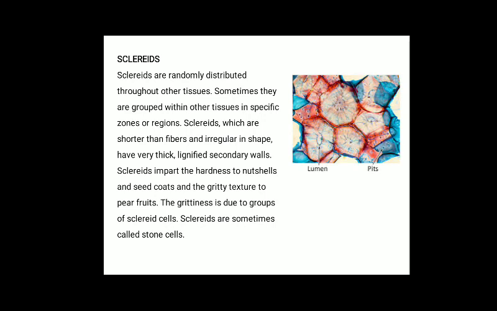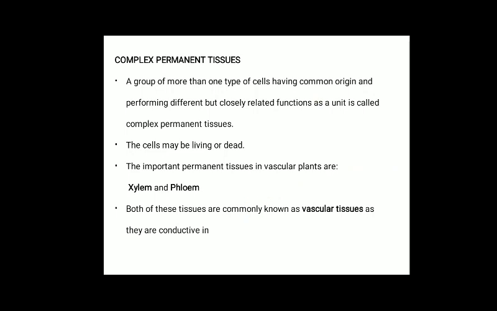Then sclereids. Sclereids are randomly distributed throughout other tissues. Sometimes they are grouped within other tissues in specific zones or regions. Sclereids, which are shorter than fibers and irregular in their shape, have very thick lignified secondary wall. Sclereids impart hardness to nutshells and seed coats and gritty texture to pear fruits. This grittiness is due to groups of sclereid cells. Sclereids are sometimes called stone cells.